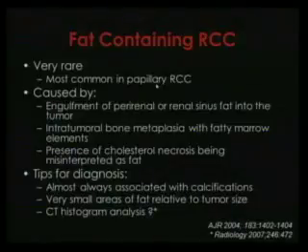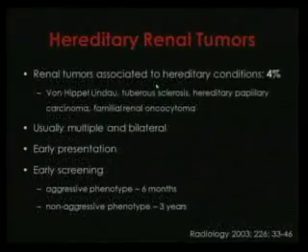The areas of fat compared with the rest of the tumor: if these are very small, it can be renal cell carcinoma. And if you have any doubt, you can do CT histogram analysis and check if there is any area of the tumor with fat density. We'll see some examples later.